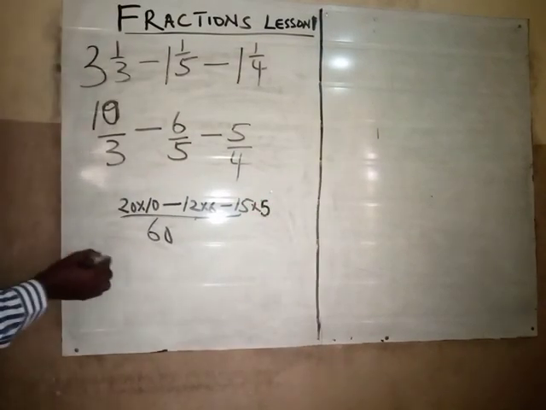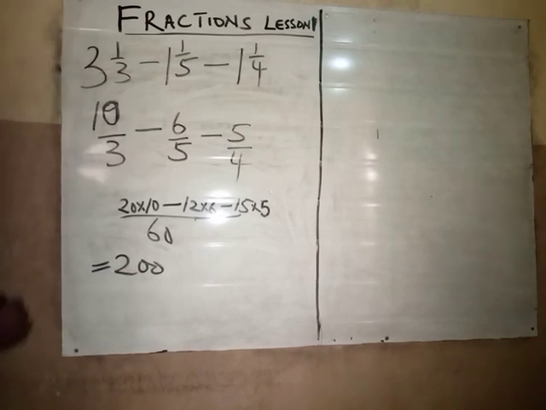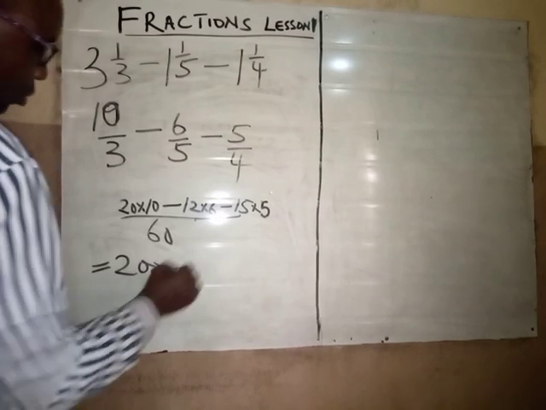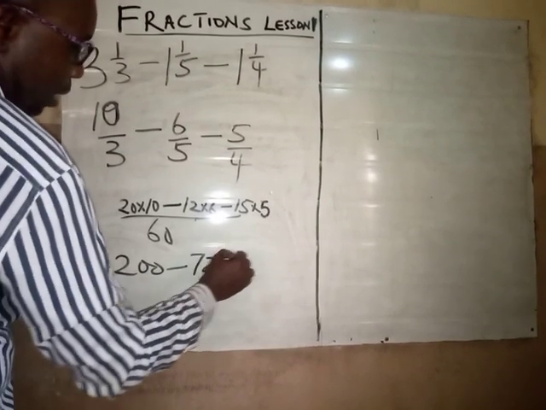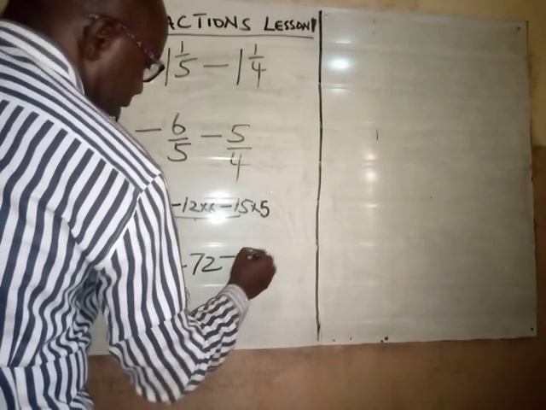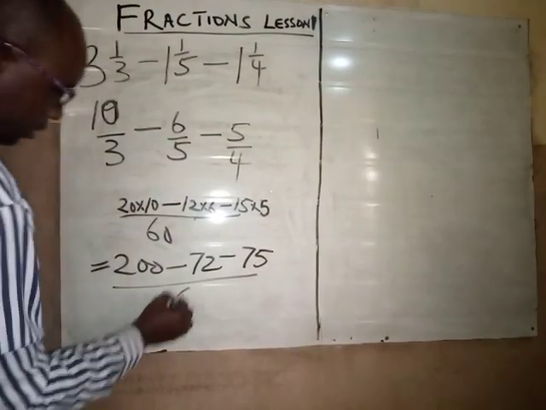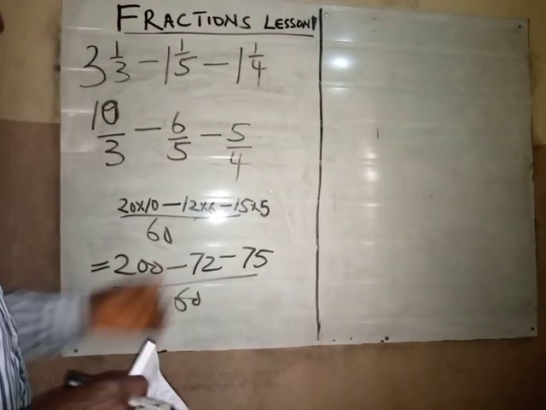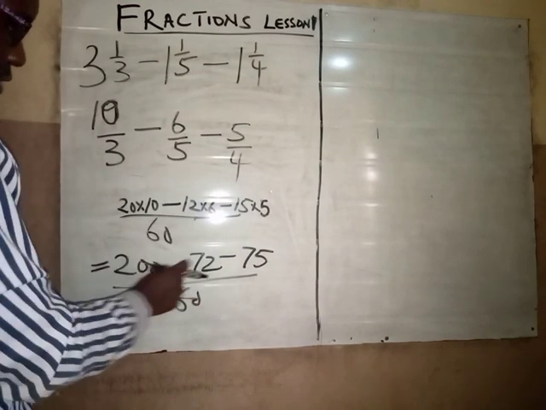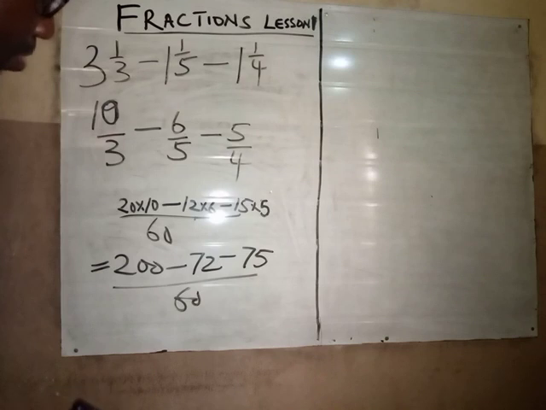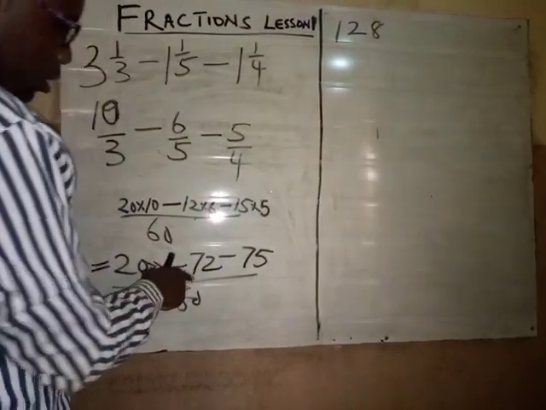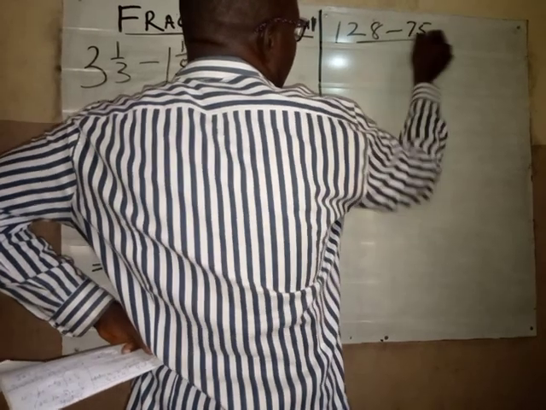So by the time you multiply, what we have is 200, because 10 times 20 is 200, minus 12 times 6 will give me 72, minus 15 times 5 will give me 75, all over 60. So by the time you remove it, 200 minus 72 will give me 128. 128 minus 75, all over 60.